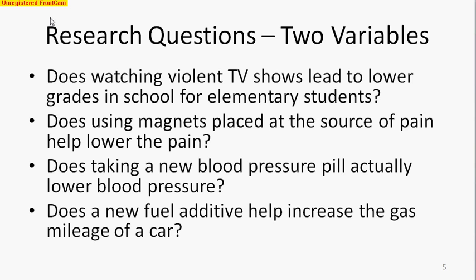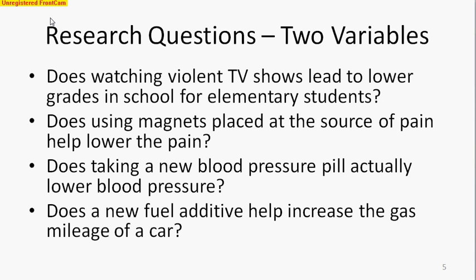For example, does watching violent TV shows lead to lower grades in school for elementary students? So I want to see, does watching violent TV lead to lower grades in school? So those are two things I want to look at, the relationship between them. Does using magnets placed at the source of pain help lower the pain? So if you have pain in your knee, if I put magnets on my knee, will the presence of those magnets help me get lower pain? So again, that's two things, magnets and then the pain level.